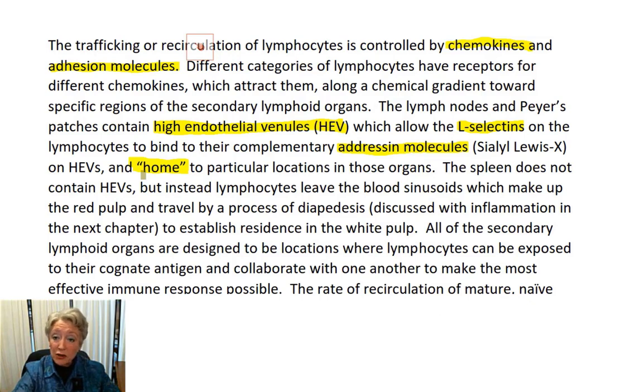So you'll find as we look at the anatomy of the lymph node and spleen that there are specialized locations which come to briefly house the different types of populations of lymphocytes. T cells will go to one area, B cells to another. And the reason for that is because of the differences in their adhesion molecules and their responses to these chemokines.